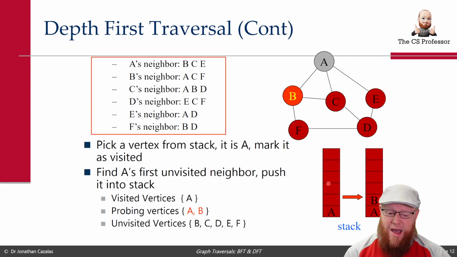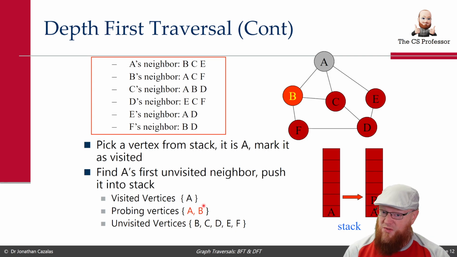So the probing stack of vertices included only A. Now it includes A and B. Now note, we did not remove A from the stack. Why? Because A had an unvisited neighbor, which was B. So A stays in the stack. So now the probing vertices is A, and B is at the top of the stack. But we've only visited A. We have not marked B as visited yet. It's important. When we put a value into the stack, when we're doing a depth first traversal, we do not mark it as visited.